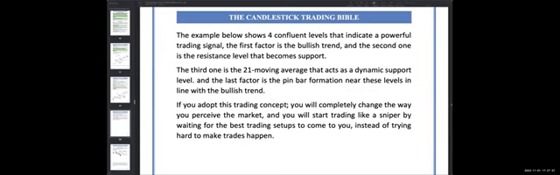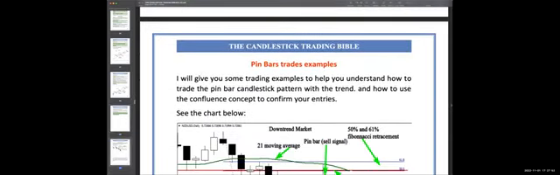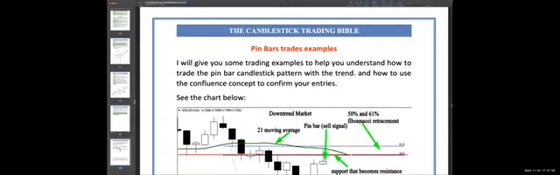If you adopt this trading concept, you completely change the way you perceive the market, and you start trading like a sniper by waiting for the best setups to come to you instead of trying hard to make trades happen. Okay, so this is what pin bar trade examples.